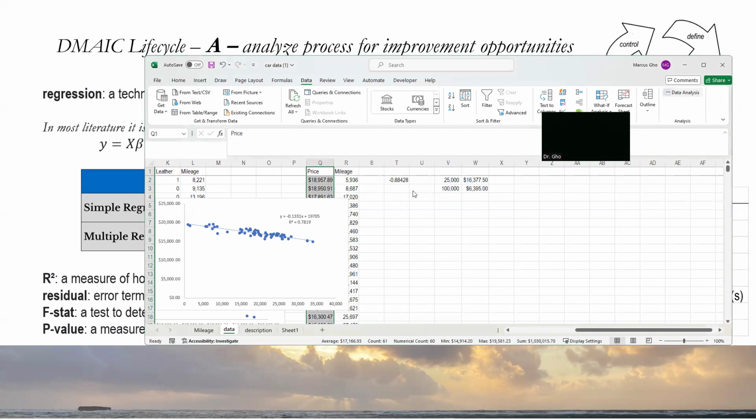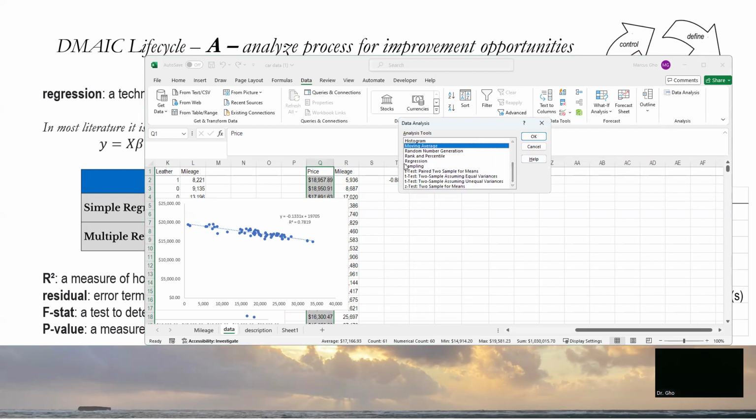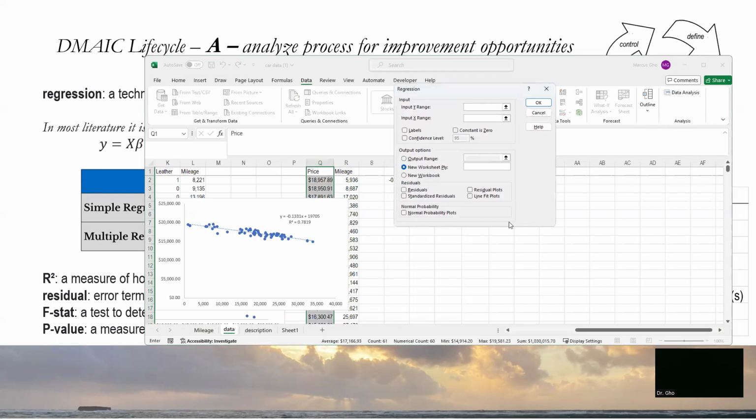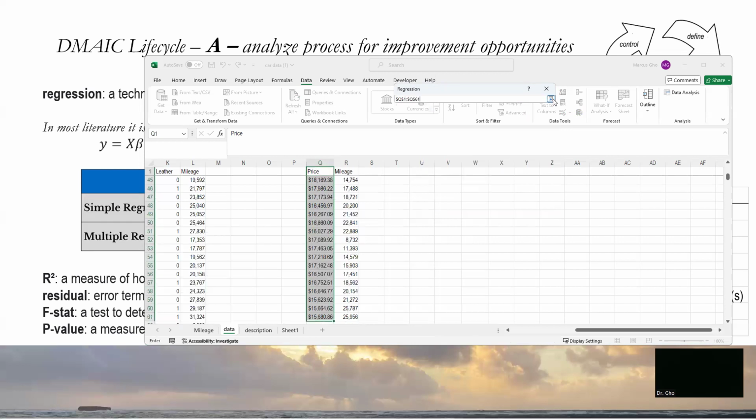I'm going to click on that, which is the data analysis, and we'll come over here, and I will click on regression. Okay, the Y range. Now I'm going to include the labels. I want to look at the normal probability plots because that shows me if my data is normal or not. Under the Y range, that's the output that I want. I want to predict what the price is. I'm going to select the price and then the X range, I'll pick mileage.